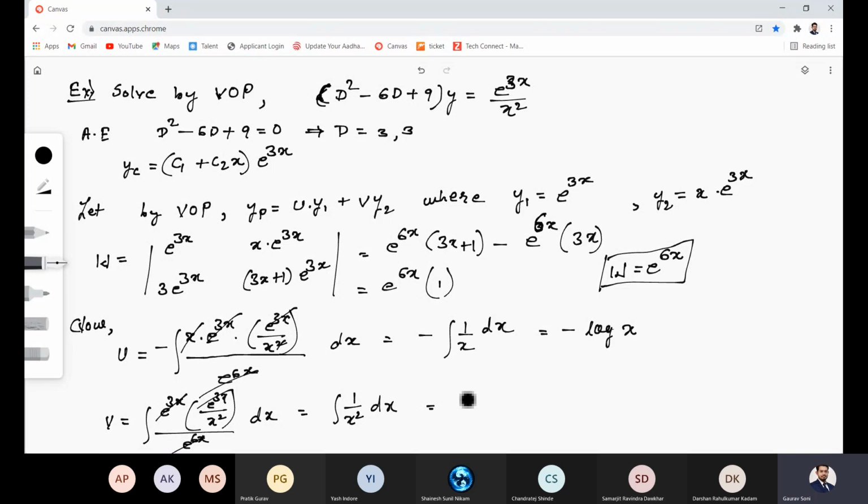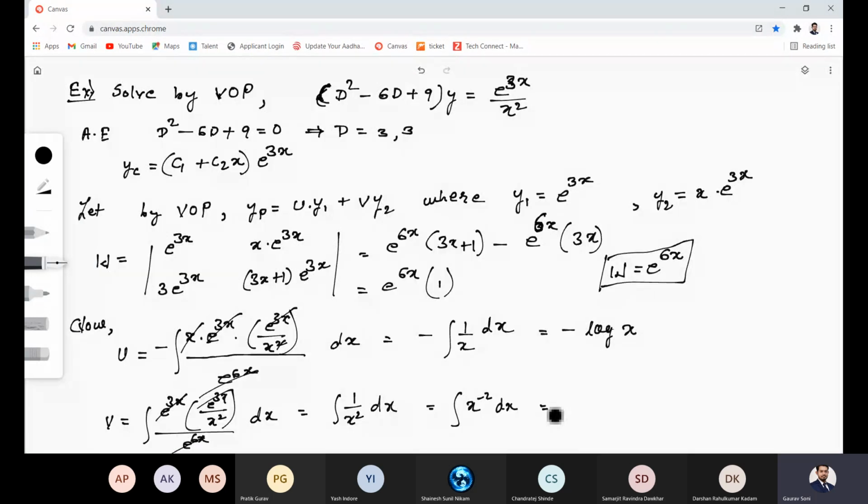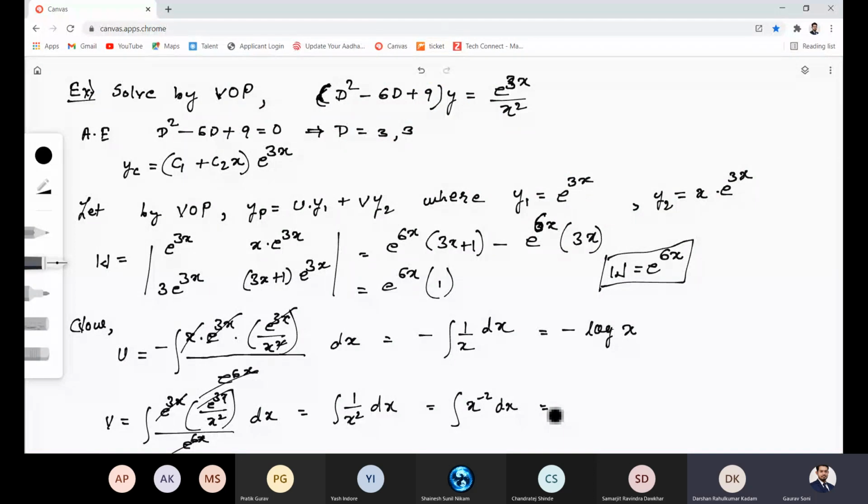Give you a hint, x raised to minus 2 dx. Now can you tell me what is the answer? Minus 2... minus x minus 2... sorry, minus 2 x raised to minus 3, I think.